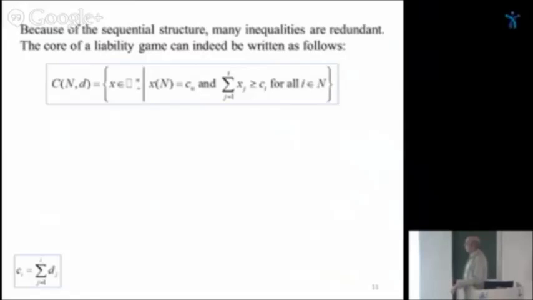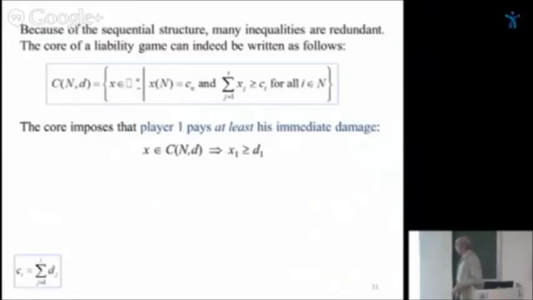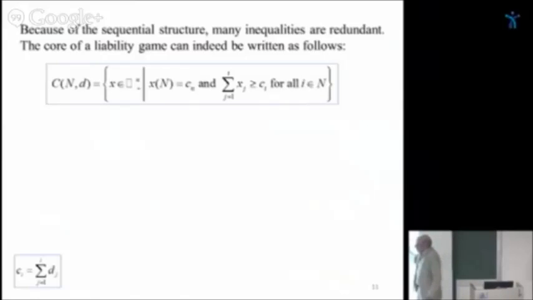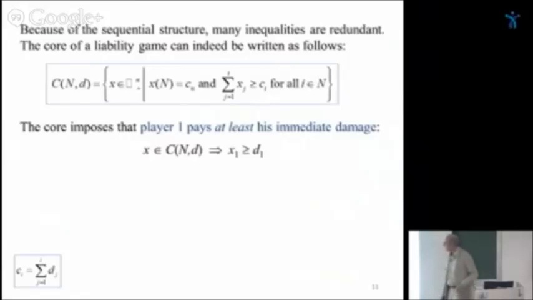Because of the sequential structure, many inequalities defining the core are redundant, so the core can be defined in this way. And you observed already that no player pays for damage that has been caused upstream. You only pay for the damage upstream. You don't pay for damage that has been caused downstream. Okay, this is quite natural.